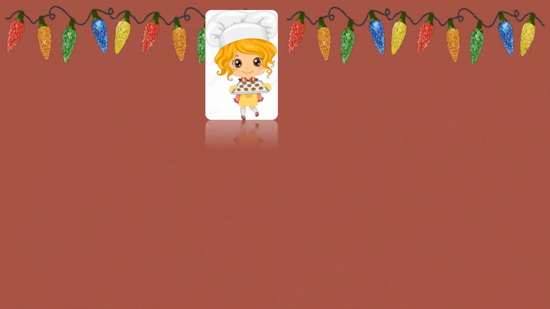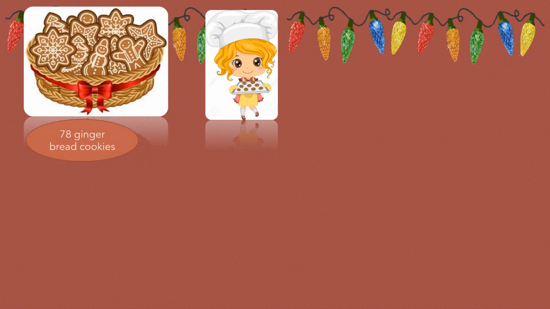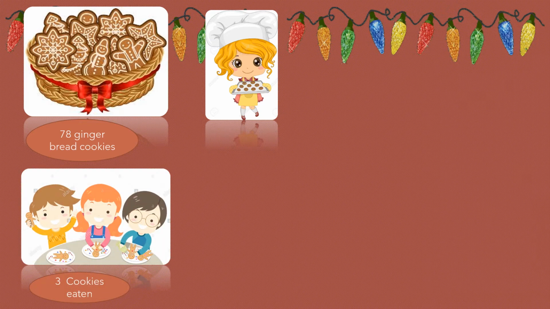It's time for celebration. Tiara has baked gingerbread cookies. They are about 78 in number. She has called her friends to share the cookies and have a good time. Her friends take one cookie each and they have eaten about 3 cookies. How many cookies would be still left in the basket of the gingerbread cookies?